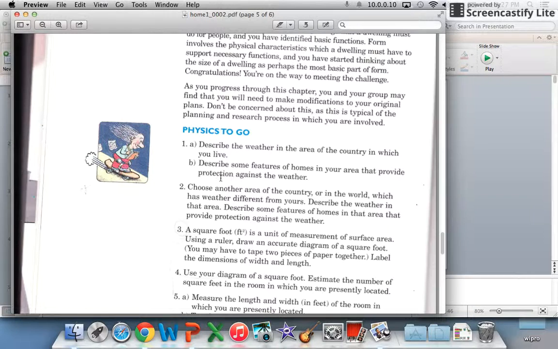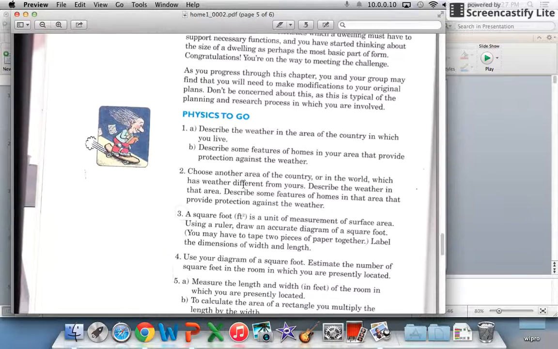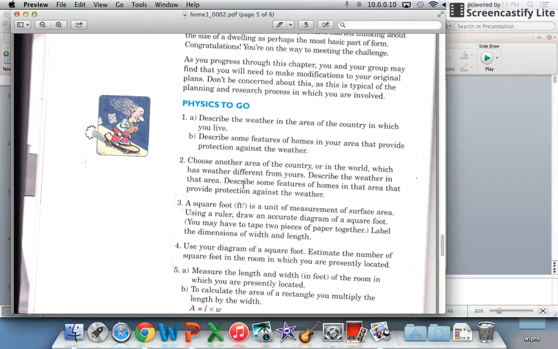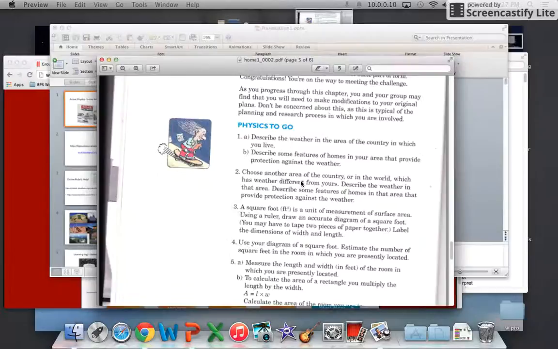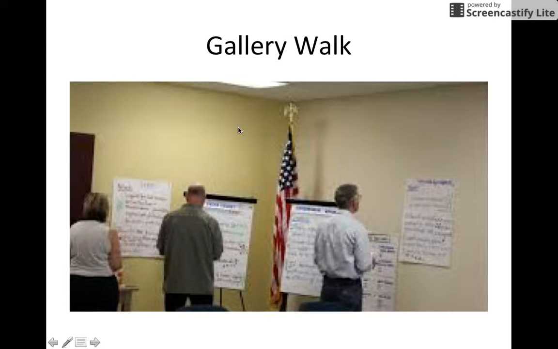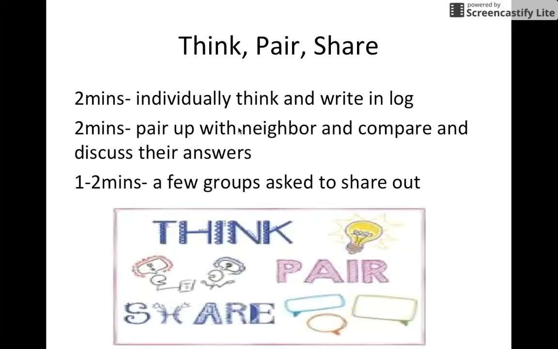What I like to do for the first question here is break this down as a think, pair, share question. What I have students do is read this, and if you're not familiar with think, pair, share, if you're just starting out, I give them 2 minutes to individually think and write the answer in their log. And then when time's up, I say, all right, 2 minutes, share with your neighbor, and they compare and discuss. Then, for another 1 or 2 minutes, I have a few groups share out with the class, and we'll discuss as a class.